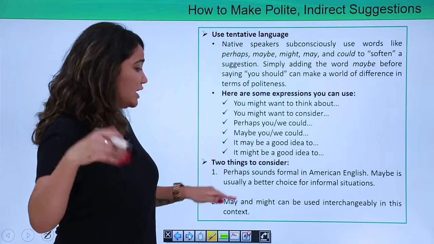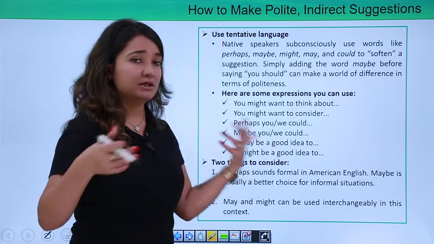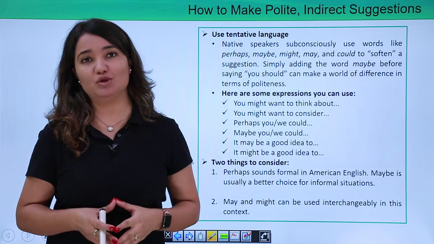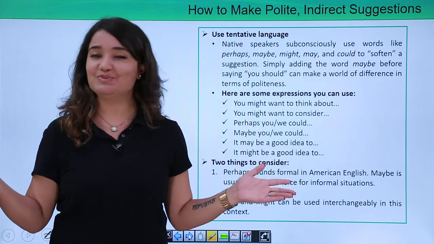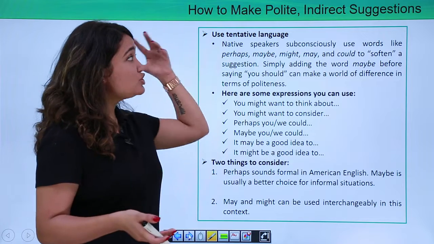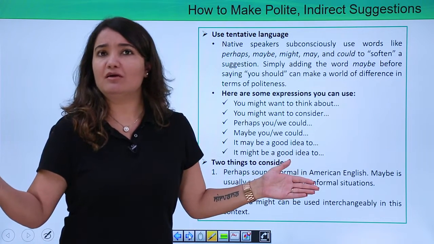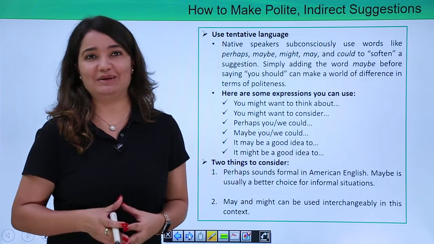Okay, may and might definitely can be used interchangeably because both of them really soften your suggestion and make it more acceptable. Well, I'm sure this strategy is going to be very helpful, but this is not the end. There are many more. Let's go ahead and learn about them.